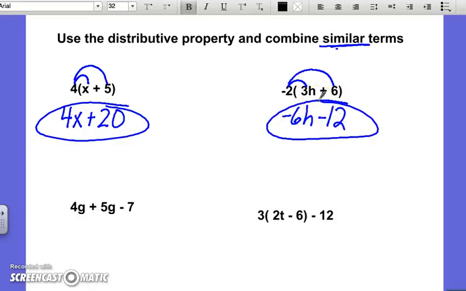So no similar terms. We're good. Okay, so let's look here. No distributive property. So looks like we're just going to evaluate the expression. We're going to combine similar terms.